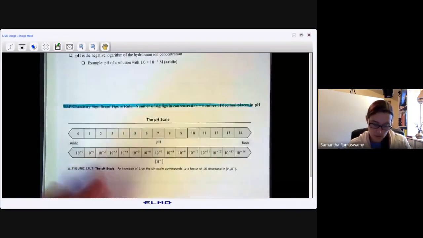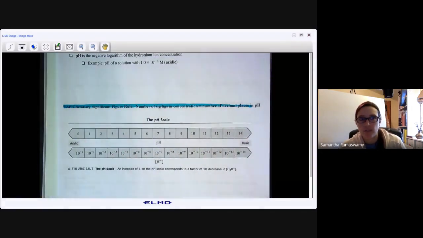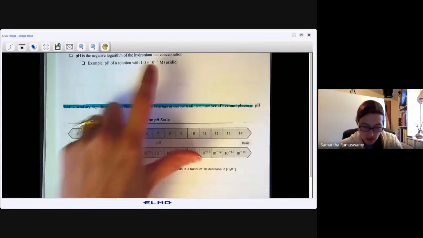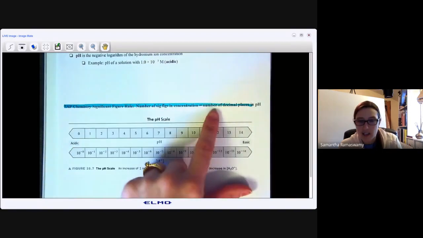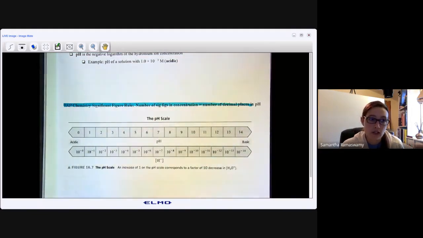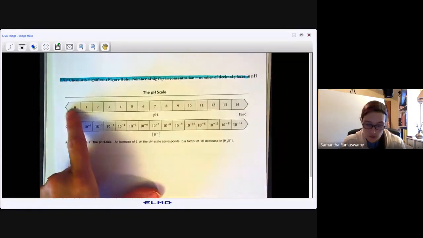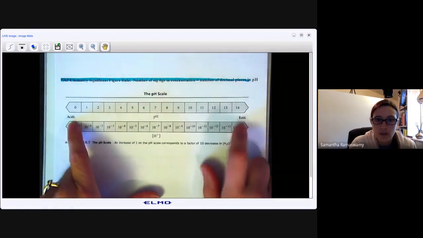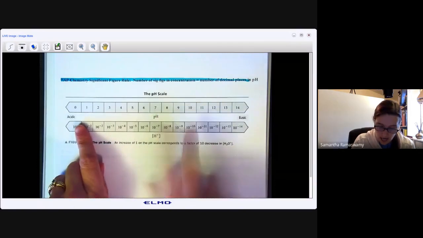Just a quick reminder of sig figs: the number of significant figures in your given concentration, like in this example up here, 1.0, that's 2 significant figures, is the number of decimal places in pH. Because when you're taking the negative log, your sig figs become decimal places. Some things with looking at the pH scale down here. Remember your pH scale goes from 0 to 14. The lower the pH, the more acidic. The higher the pH, the more basic.